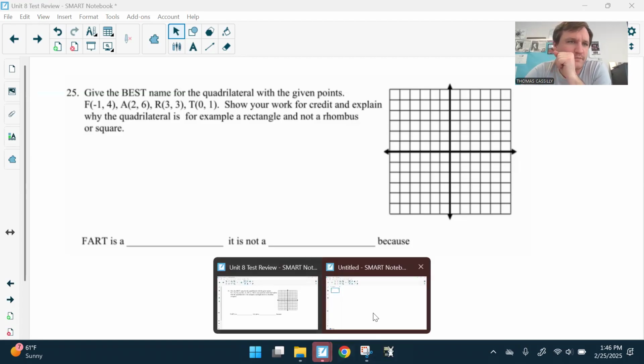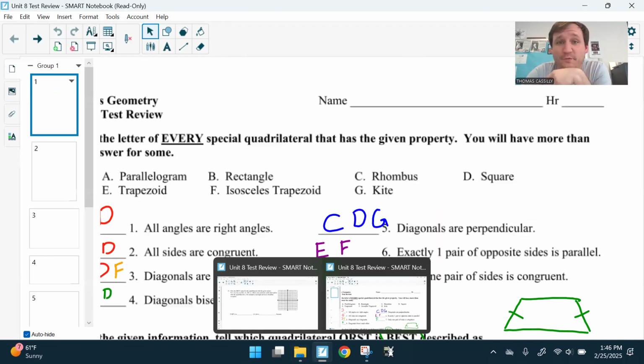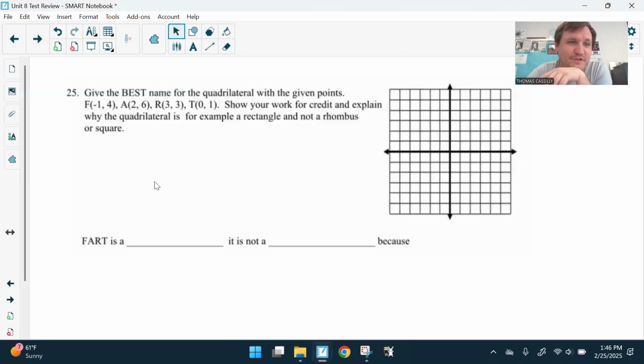What is going on here? Files in use. I don't know what's going on. All right, let's try that again.